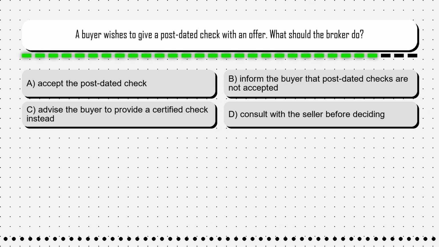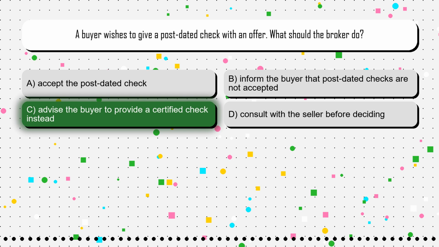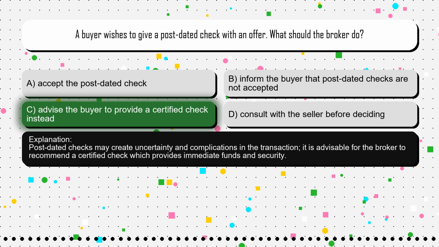Question 65. A buyer wishes to give a post-dated check with an offer. What should the broker do? Option A, accept the post-dated check. Option B, inform the buyer that post-dated checks are not accepted. Option C, advise the buyer to provide a certified check instead. Option D, consult with the seller before deciding. The correct answer is option C, advise the buyer to provide a certified check instead. Post-dated checks may create uncertainty and complications in the transaction. It is advisable for the broker to recommend a certified check which provides immediate funds and security.